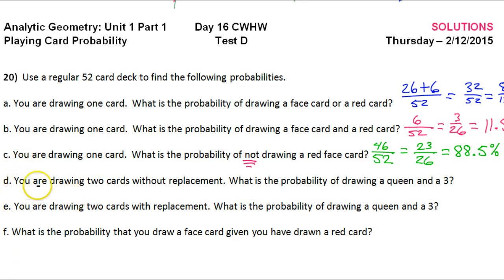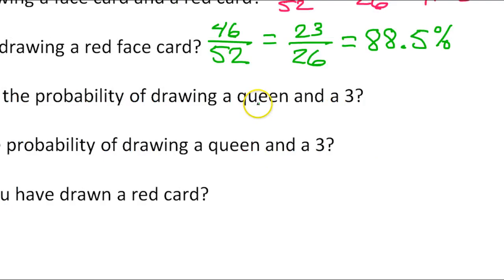Okay, for D, you're drawing 2 cards without replacement. What's the probability of drawing a queen and a 3? So if you draw 2 cards, then we're going to take each probability and multiply. Okay, so the probability of drawing a queen, well, there are 4 queens. Okay, we have 4 queens out of a total of 52 cards.